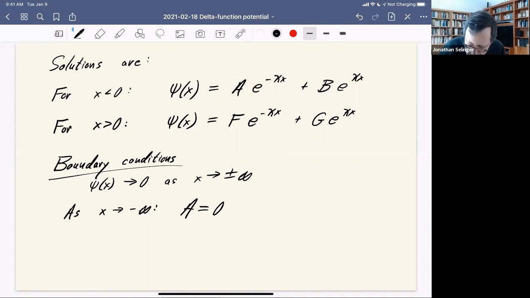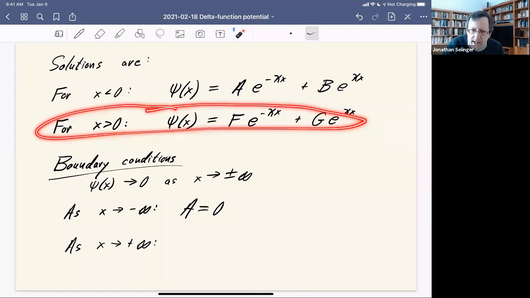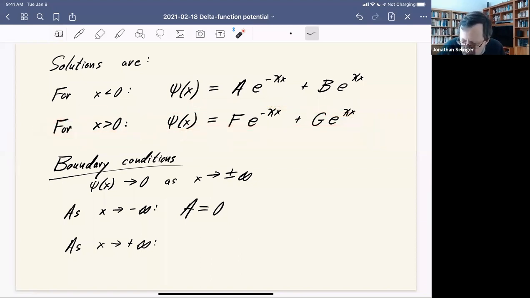Okay, now what about as x goes to positive infinity? So if x goes to positive infinity, we better use the solution for positive x here. Okay, so we can put x's positive infinity into this negative exponential. We have the exponential of negative kappa times infinity. Okay, exponential of negative infinity, that's 0, no problem.